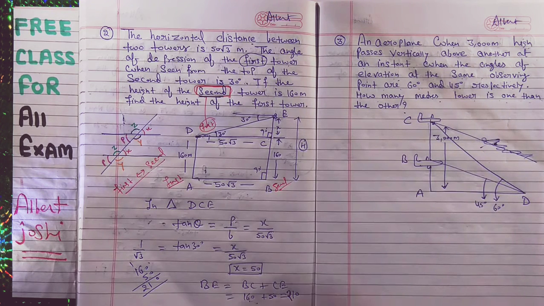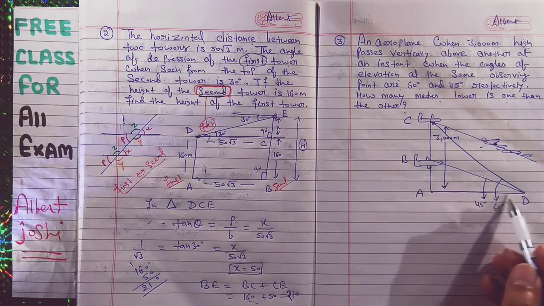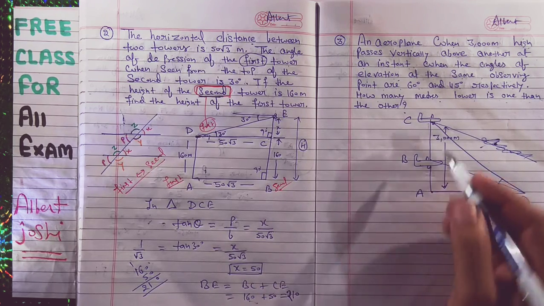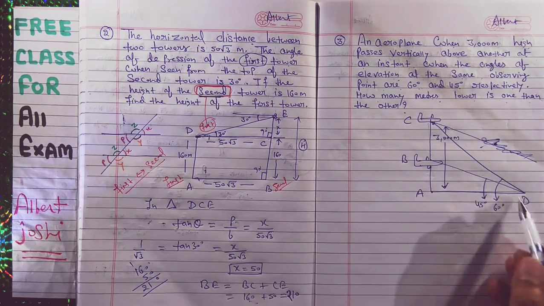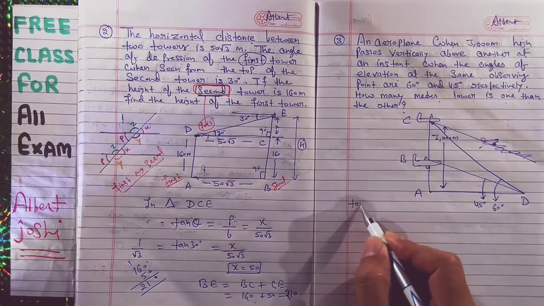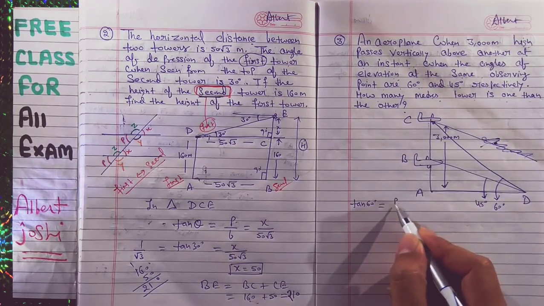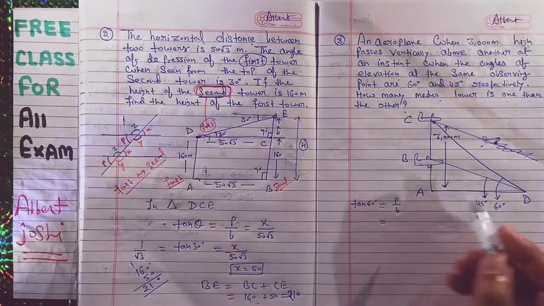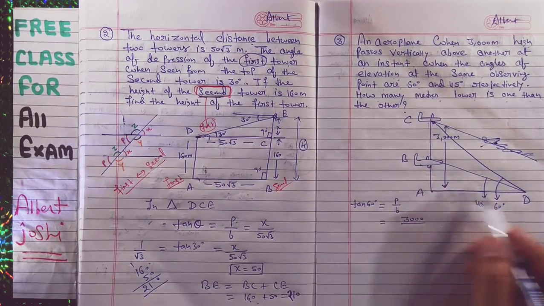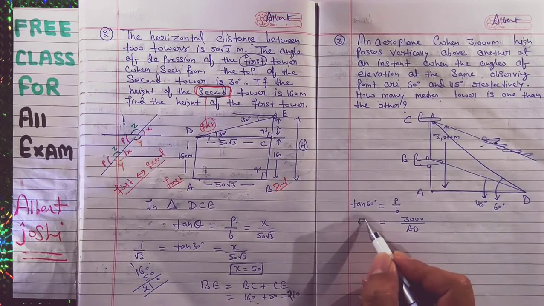Very simple. You have this theta. By the help of this theta you can find this value. This value we know, but this value we don't know. So we will use tan 60 is equal to perpendicular upon base. So what is perpendicular? Your perpendicular is 3000 and base is AD, which we don't know, but tan 60 is equal to square root of 3.